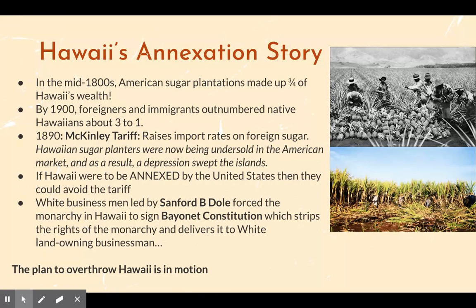What it basically does is it gives the voting power to people who own land in Hawaii. But who owns land in Hawaii? All these American white businessmen. So who has the power now? Who can vote out the monarchy now? Who can take control now? These white American businessmen.